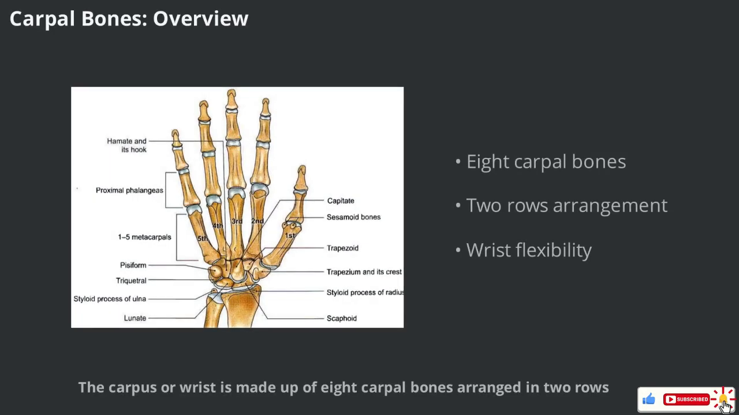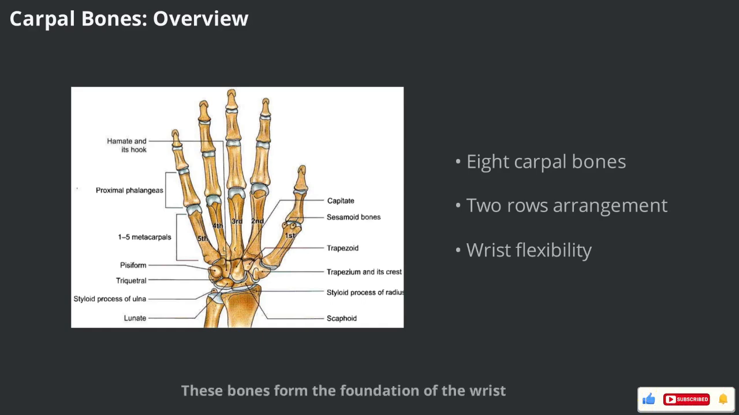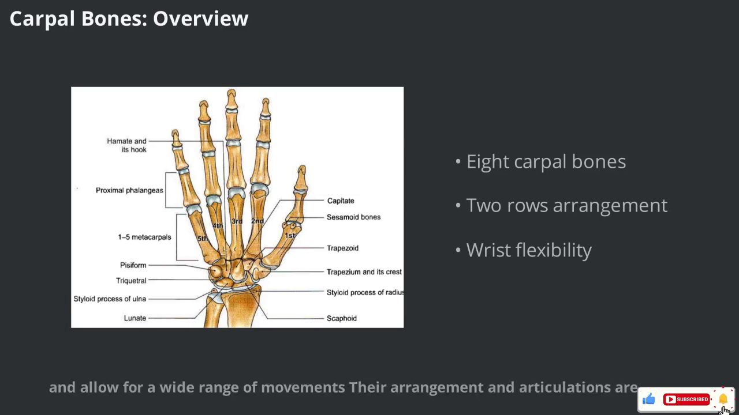The carpus, or wrist, is made up of 8 carpal bones arranged in 2 rows. The proximal row includes the scaphoid, lunate, triquetral, and pisiform, while the distal row consists of the trapezium, trapezoid, capitate, and hamate. These bones form the foundation of the wrist and allow for a wide range of movements. Their arrangement and articulations are essential for hand function and flexibility.